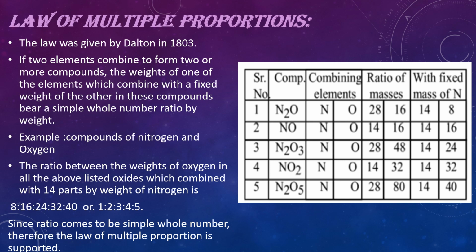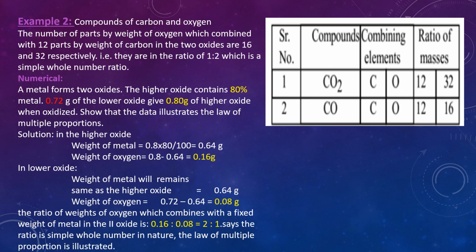Similarly, in second, 14 gram reacts with 16 gram. In third, 14 gram reacts with 24. In fourth, 14 gram reacts with 32. And in fifth, 14 gram reacts with 40. If we find out the ratio of oxygen, that is 8 is to 16 is to 24 is to 32 is to 40, that is 1 is to 2 is to 3 is to 4 is to 5. Since this ratio is a simple whole number ratio, the law of multiple proportion is supported.